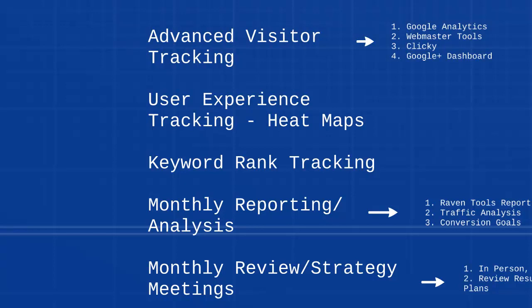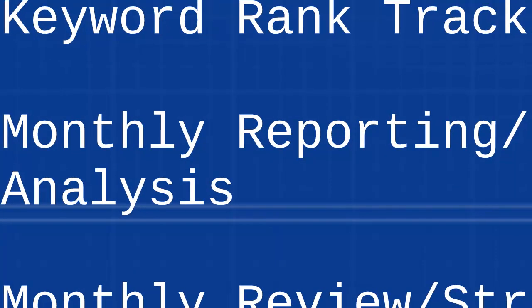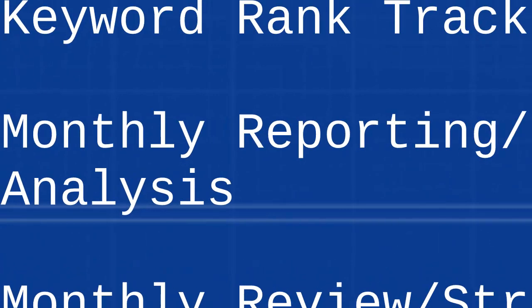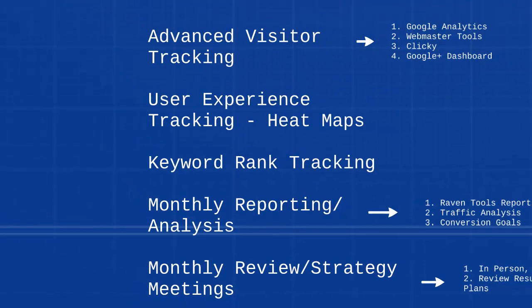Now, as I talked to you a minute ago, we use something called, let me back up, I'm going a little too fast. We use these heat maps, where we track the mouse movement of your visitors.